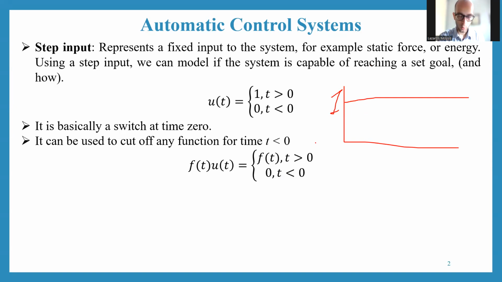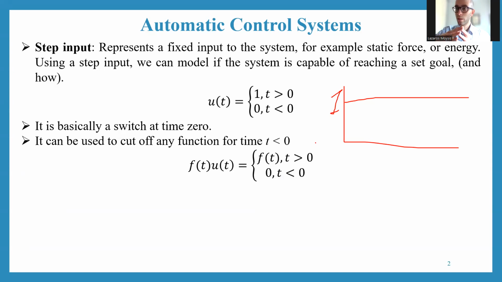We are using this signal because it symbolizes a static or a stable force or any type of energy being fed into a system. So we are using this as an input in order to be able to understand and evaluate if the system, and especially an automatic control system, will be able to follow a fixed input.